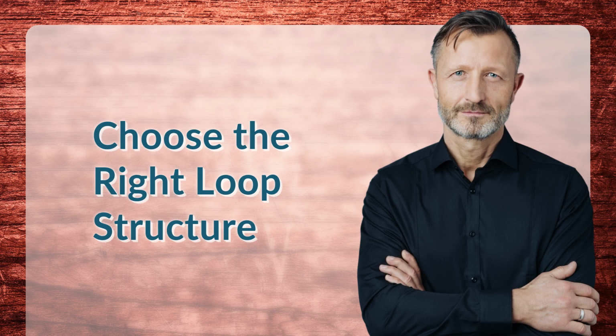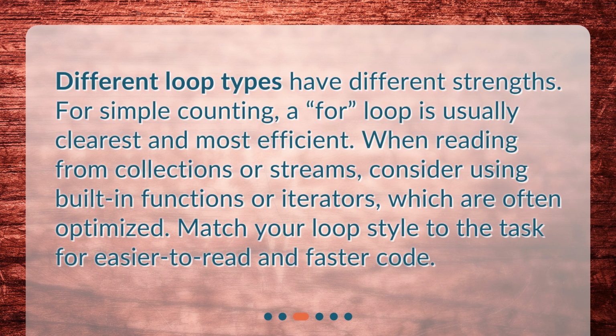Choose the right loop structure. Different loop types have different strengths. For simple counting, a for loop is usually clearest and most efficient. When reading from collections or streams, consider using built-in functions or iterators, which are often optimized. Match your loop style to the task for easier to read and faster code.